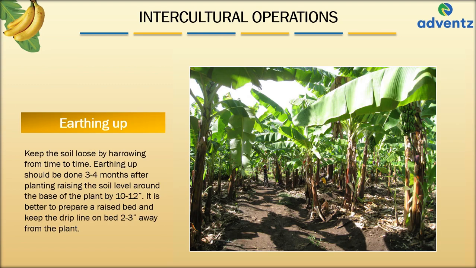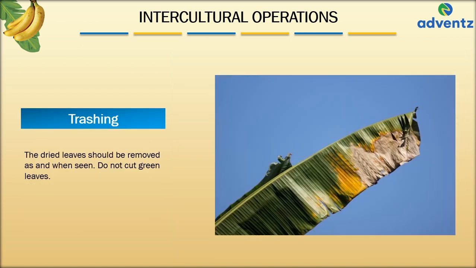Earthing up. Keep the soil loose by harrowing from time to time. Earthing up should be done 3 to 4 months after planting by raising the soil level around the base of the plant by 10 to 12 inches. It is better to prepare a raised bed and keep the drip line on the bed 2 to 3 inches away from the plant. Next one is trashing.